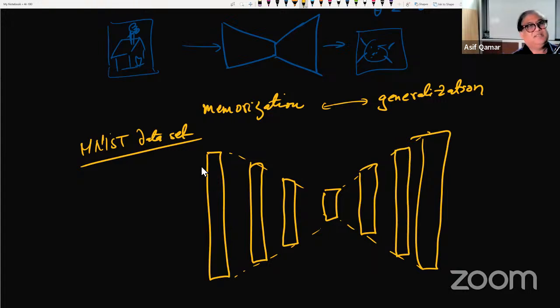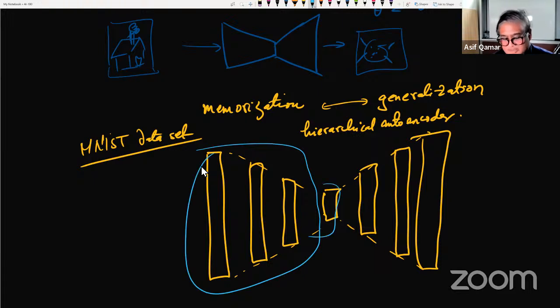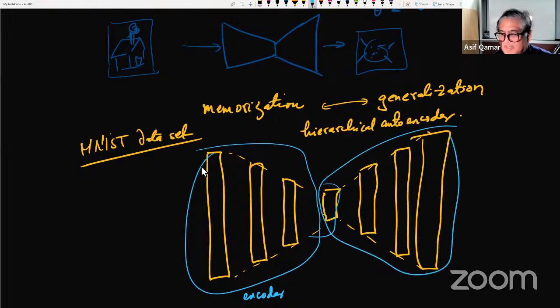Are we together? So people often use the word hierarchical autoencoder, right? In which obviously this part, or including this part, is your encoder, and this part is your decoder, as always. But you do it in a deep layer. Now comes an interesting point.